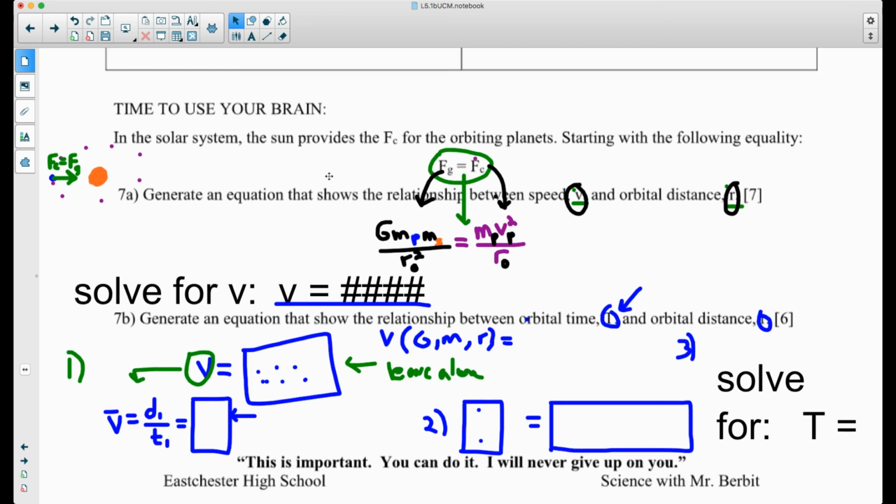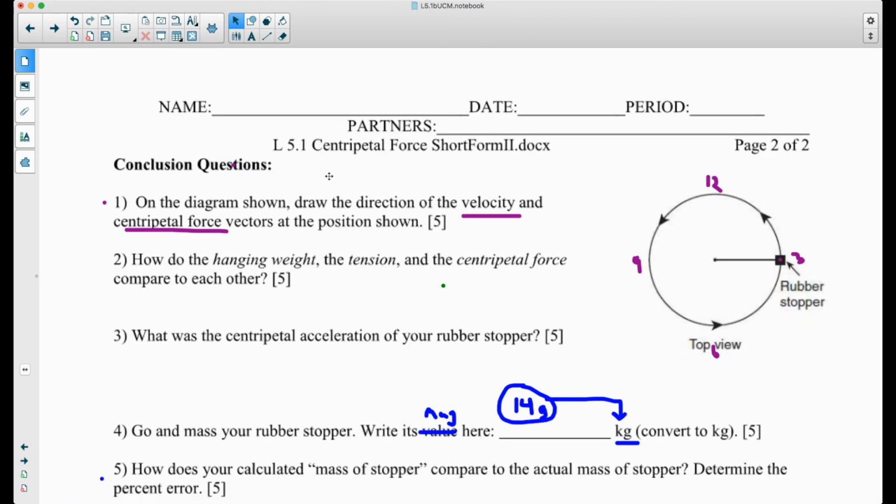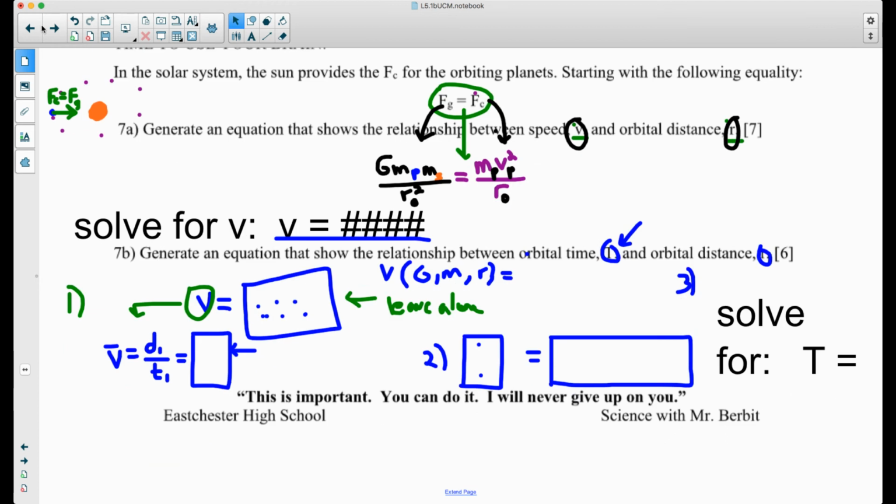So that's Lab 5.1b. Handle that. The amount of time I spent talking about it will probably far exceed the amount of time you spend doing it. Enjoy, and if you have any questions, let me know.